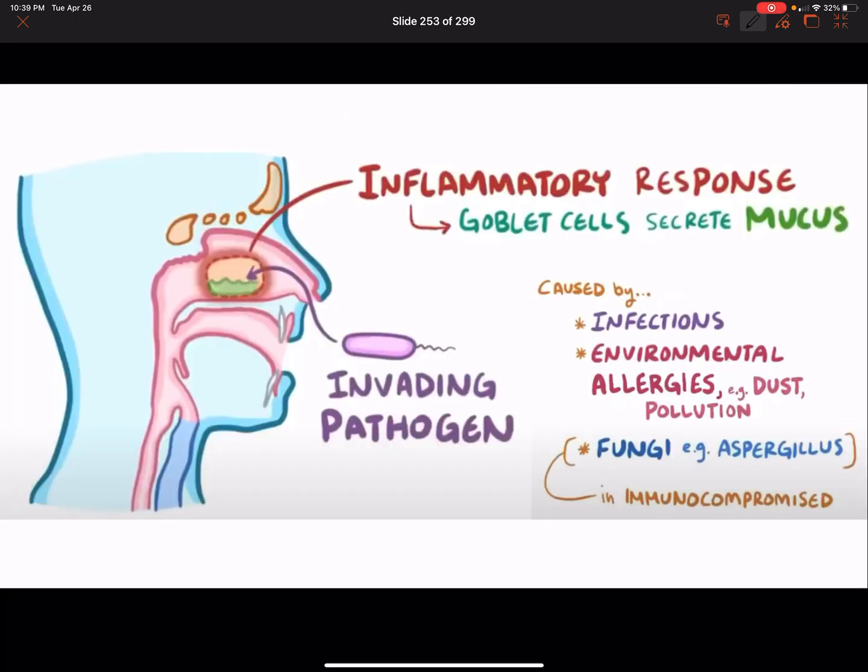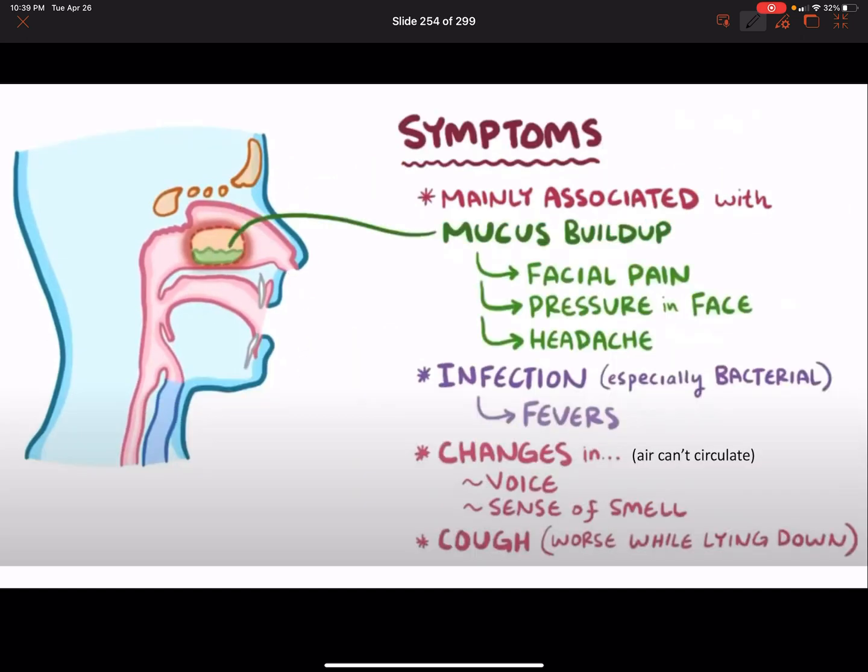So invading pathogens can cause an immune response. So it doesn't have to be pathogens. It could be infections, it could be environmental things or dust. It's going to cause your goblet cells to secrete more mucus as part of the inflammatory response. So this mucus buildup can cause facial pain, pressure, headaches, fever. So infections can precipitate this, but then pathogens can also thrive in the mucus that's generated. Changes in your voice and your sense of smell.